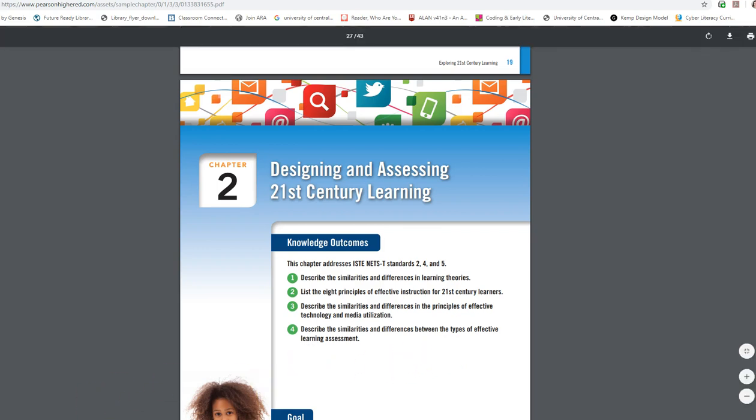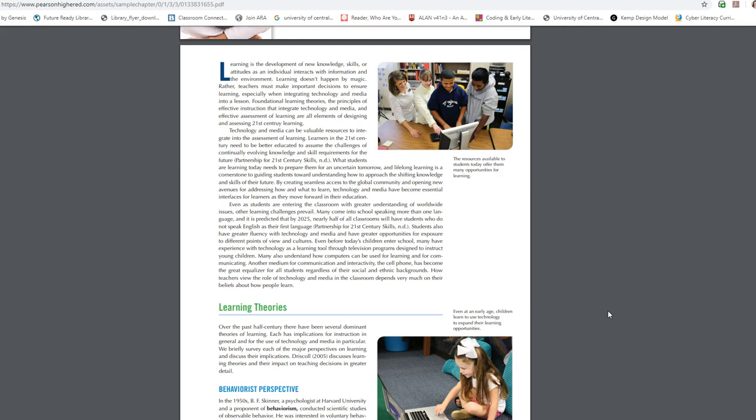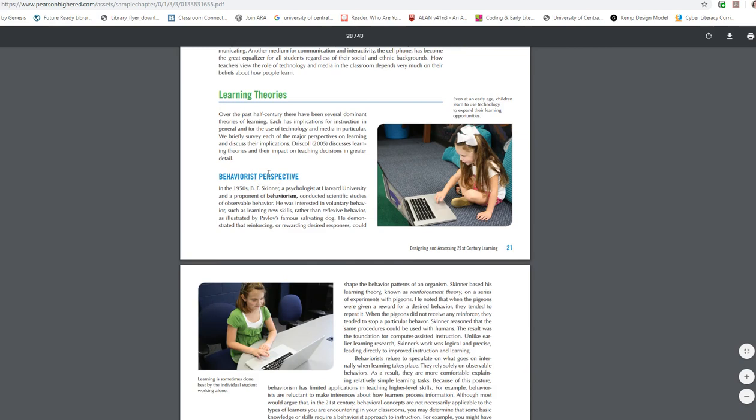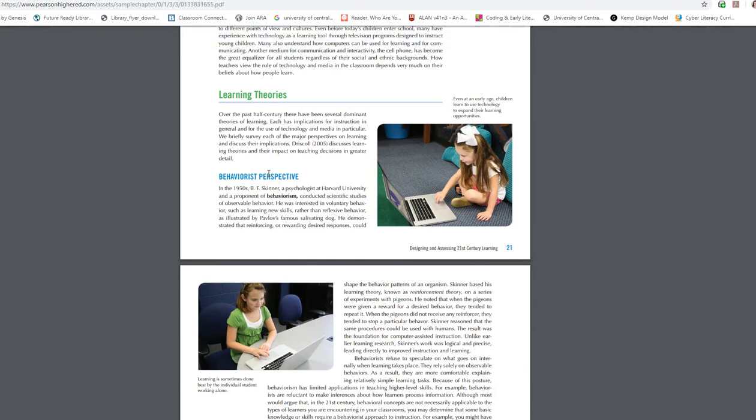effective learning assessments. When we're talking about learning, we're talking about the development of new knowledge, skills, or attitudes as an individual interacts with information and the environment. So teachers need to take some type of role and make some decisions to ensure that learning is going to take place. And especially when integrating technology and media into lessons, we really need to look at what we're introducing and why we're actually doing that. So when we think about different learning theories, there have been several major ones that have come out.